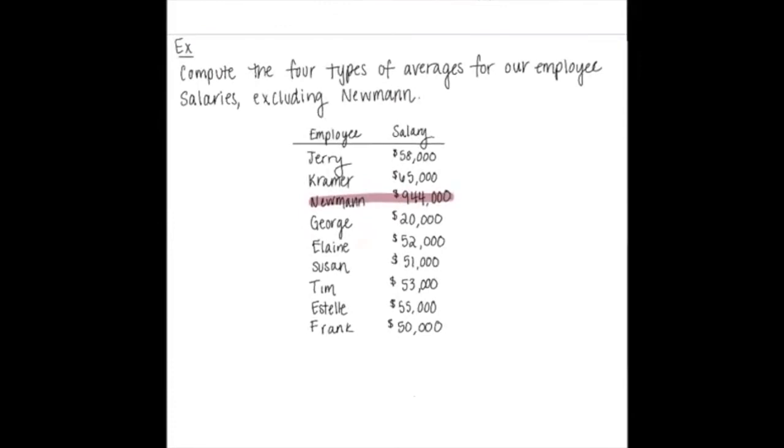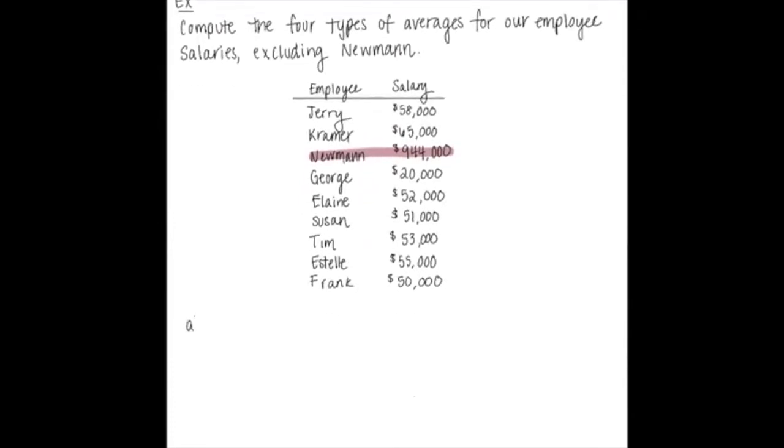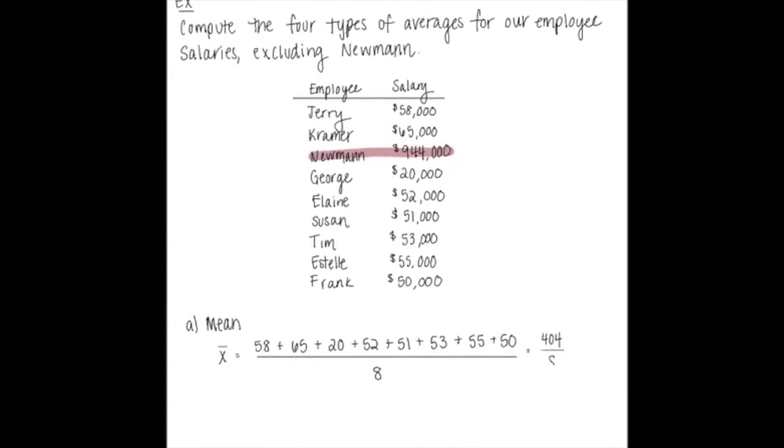Okay. So let's first start with our mean. I want to add together all the rest of the employees and divide by the number of employees we have. So our mean will be 58,000, 65,000, 20,000, 52,000, 51,000, 53,000, 55,000, and 50,000. Now instead of 9 employees, I'm excluding Newman, so I only have 8 pieces of information that I'm adding together. If you do that, you should get 404 in the numerator, 8 in the denominator. You find out your mean is 50.5.